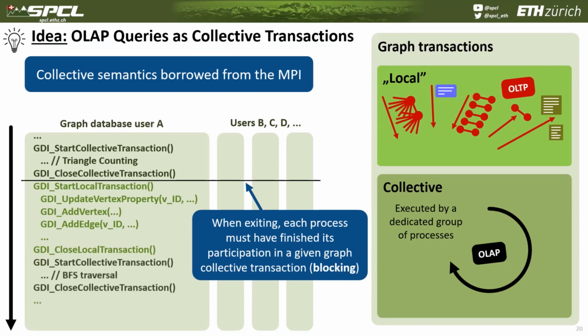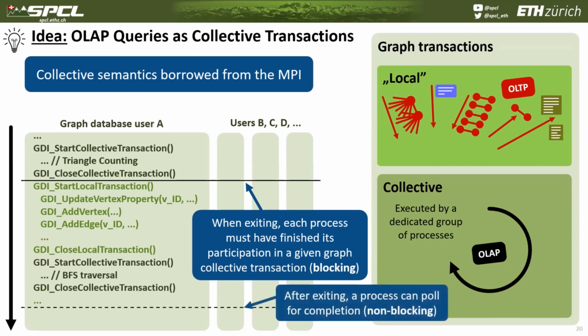Then closing the transaction to commit it. But if the user wants to run a collective call, such as a BFS traversal, that means that all of the other users also have to run it. But if we have the non-blocking semantics, then we can just exit without the synchronization, and the process can poll for completion afterwards.